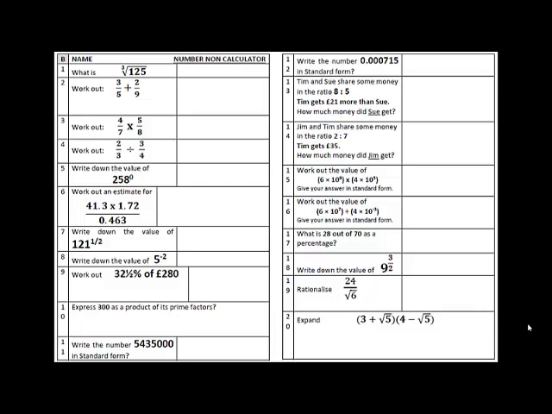This is the number non-calculator set B. So you should have attempted set A already and are now on your way to doing set B. So let's have a look at this. This is what you should be looking at, and let's go through the questions.